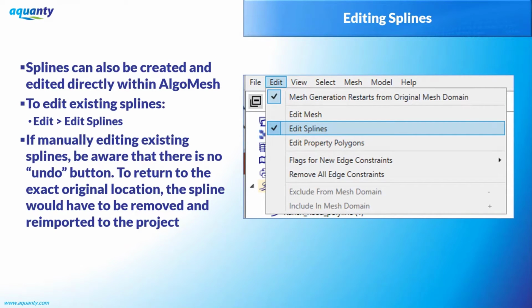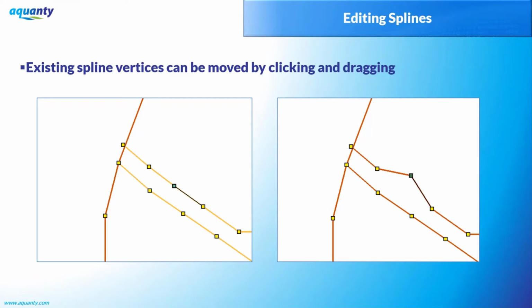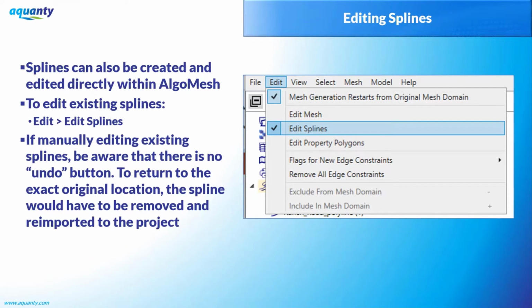So in this last section, we're going to be covering a bit how to do some manual editing of some import data in AlgoMesh. Splines can also be created and edited directly within AlgoMesh itself, it doesn't all have to be done in GIS software ahead of time. So if you have some small edits that you want to make that are easier for you to do here, you can do that. To edit splines after you've imported them, you need to make sure you're in spline editing mode.